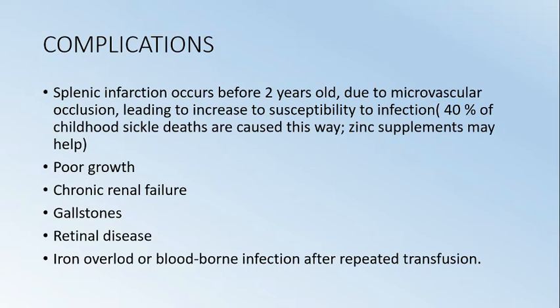Transfusions, although they help in aplastic crisis, after repeated episodes might lead to iron overload or blood-borne infection, and this is pretty serious. So we need to do more tests on the blood you get, and also, if possible, limit the transfusions if there are other possibilities instead of always doing transfusion, and this will help limit that.